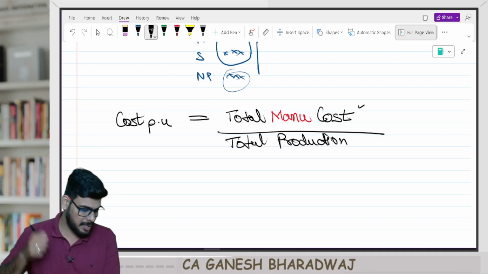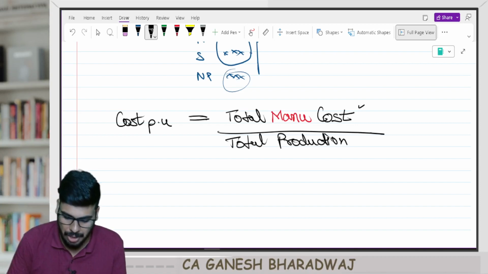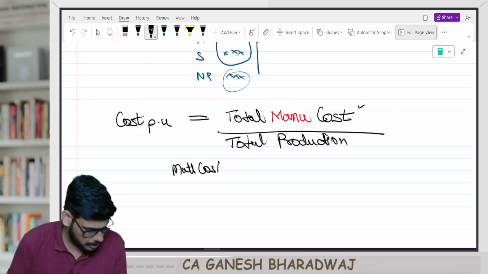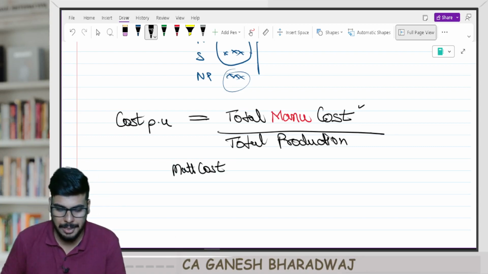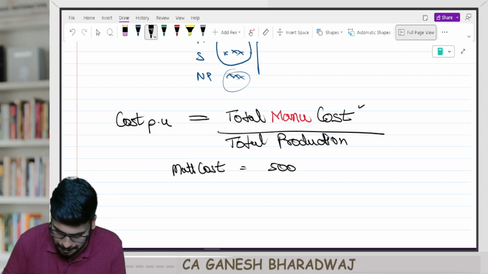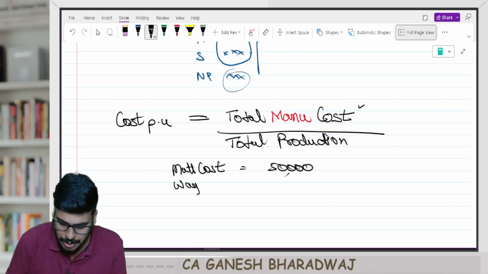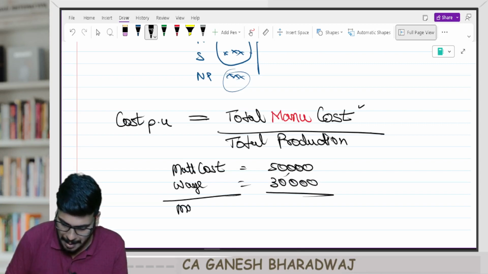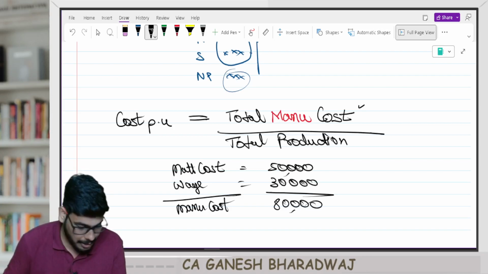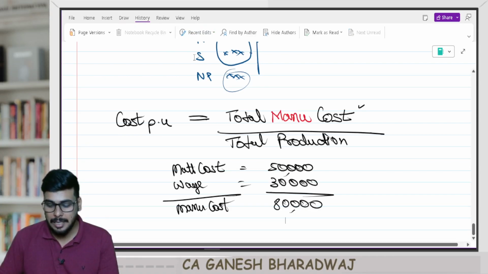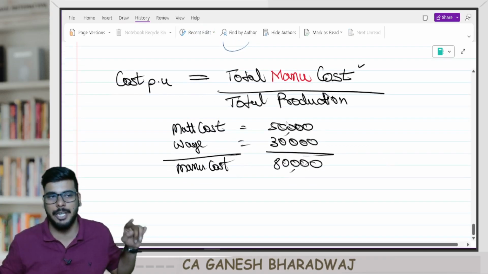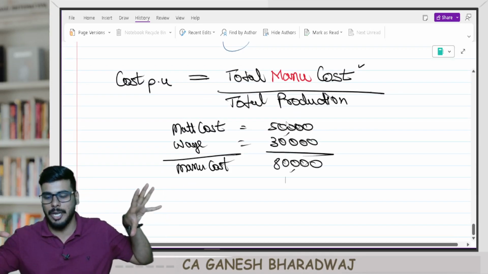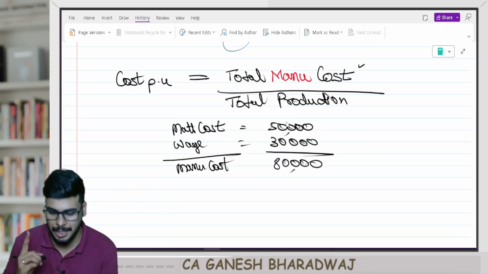Now in this case, what is my total manufacturing cost? Can I say, in this case, material cost, how much is it, guys? Yes, write down 50,000. How much is your wage cost? Yes, write down 30,000. So total it up, total manufacturing cost, how much is it, guys? 80,000, right? Now this 80,000 only I will classify into cost of goods sold and closing stock. Yes or no? Guys, are you clear with this?